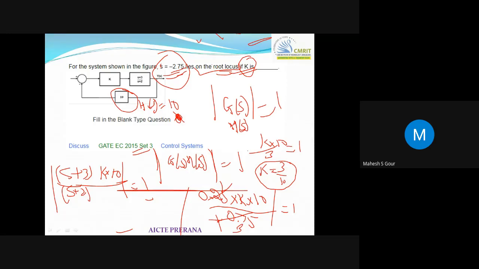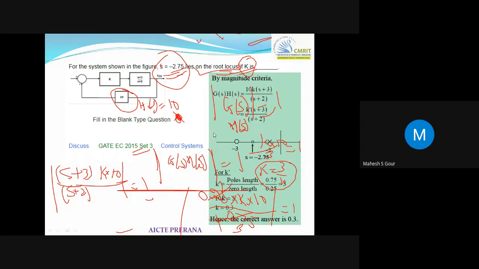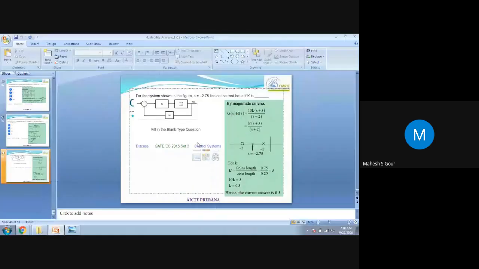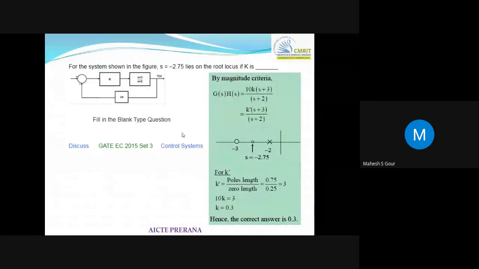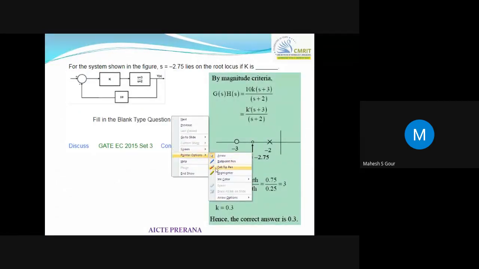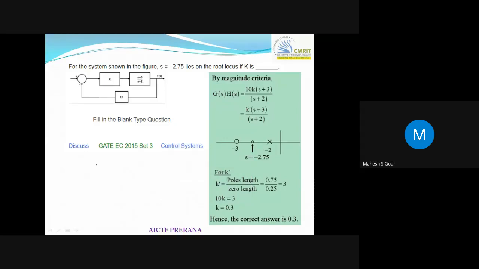Got it? Now is it clear? If you want, you can see the solution once. If I made it dirty, you can see one solution. With this, you can solve using mod of G of s, H of s must be equal to 1. See, in the previous class, why didn't I write H of s? Because all were unity feedback loops. So I didn't write H of s. But here, H of s is equal to 10. Got it? So we'll be getting the answer as 0.3.